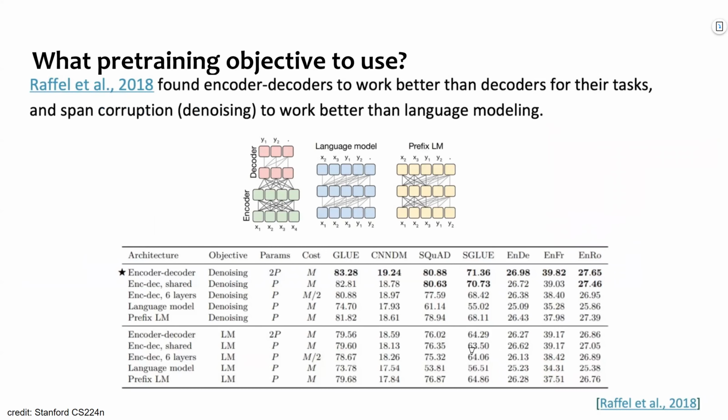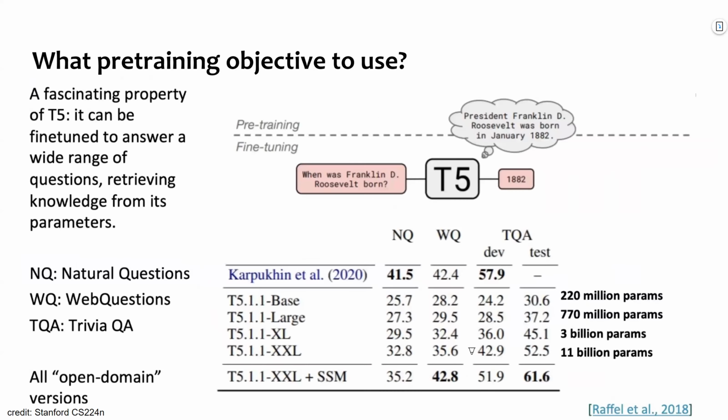And these encoder-decoders work better than decoder-only parts. And a fascinating property of T5 is it can be fine-tuned to answer a wide range of questions, retrieving knowledge from its parameters. Okay? And basically, these three architectures, encoder parts, decoder parts, or encoder-decoder parts, all work quite well for downstream tasks.